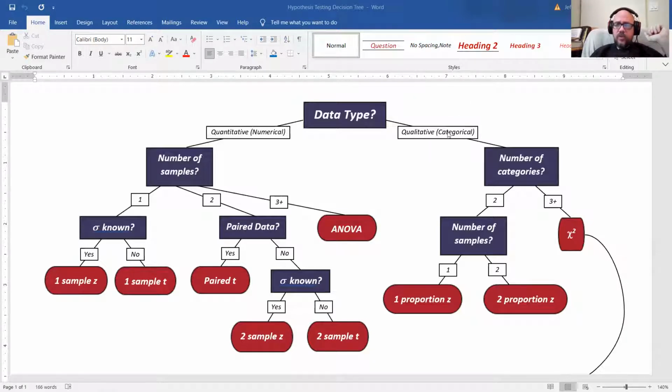If you have categorical data, the first question to ask is number of categories. If it's 2, we only have a couple of choices there. If we have one sample, it's 1 prop Z. If we have 2 samples, it's 2 prop Z. We don't have anything else. If you have 3 or more categories, then you have some variety of chi-square test.